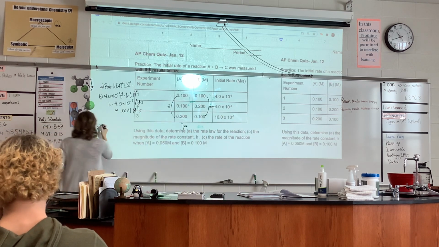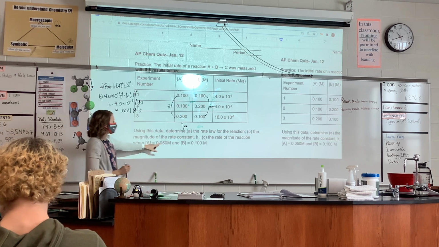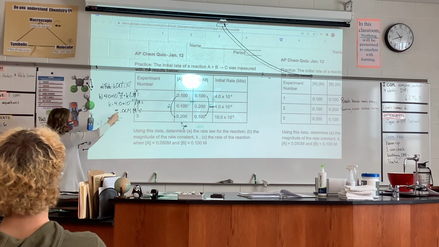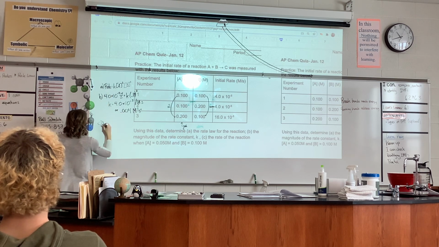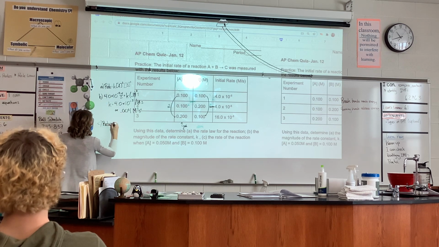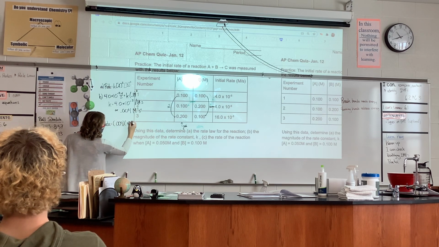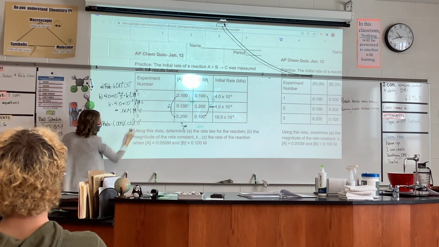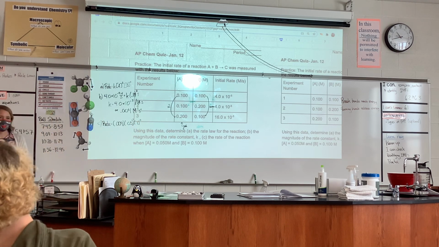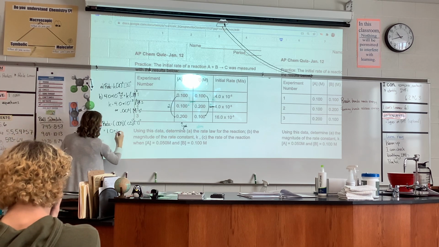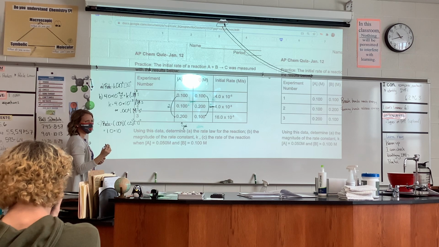Okay, and then part C is given these conditions, what would the new rate be? So we just found our k, so now we just take the same equation. 4 and then 0.05. 0.1, that was squared. 1.0 times 10 negative 5?